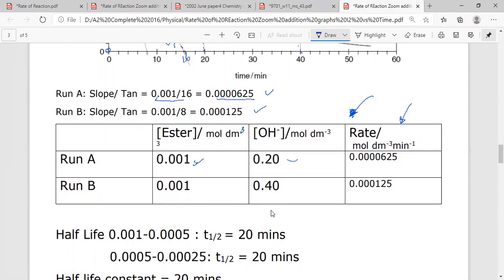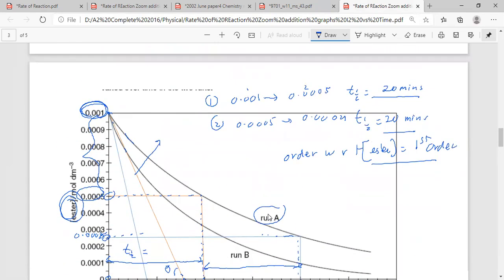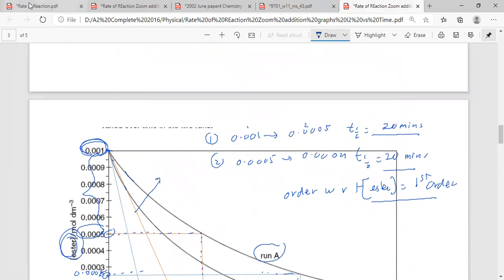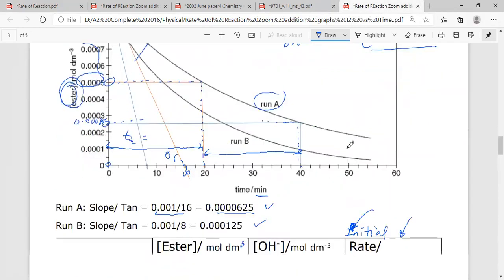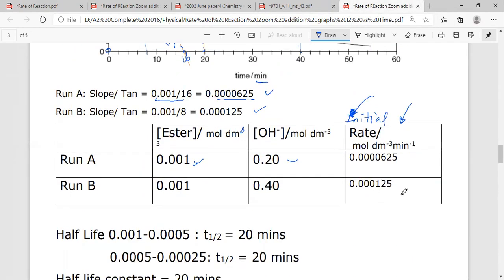I also know the initial rate. Of course, this should be initial rate, which is this one here. Remember the rate is mole per dm cube per minute, right, because it's in minutes here. So it's 0.00006. Now run B, of course, I know again the initial concentration, which is again 0.001. Why? Because I got it from the graph here, isn't it? What about the initial concentration of your OH minus? Also I know, because it's given in the question, 0.4. Now with these two known, I can also put my rate inside here.